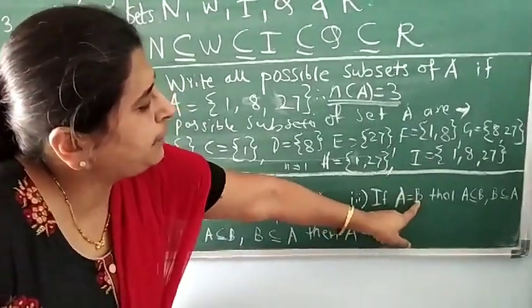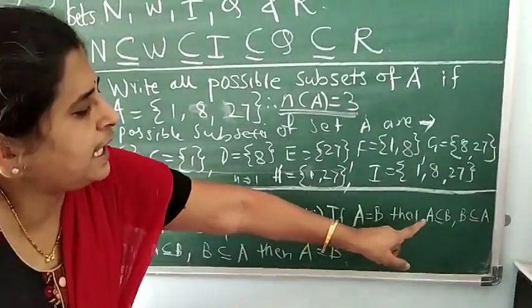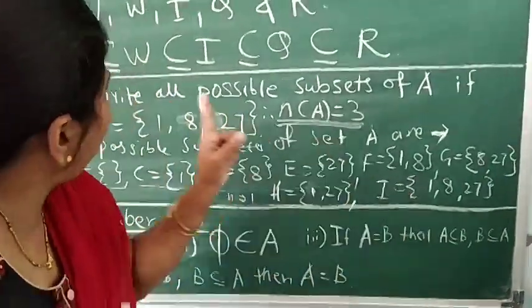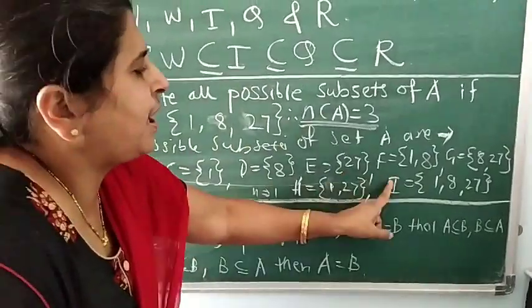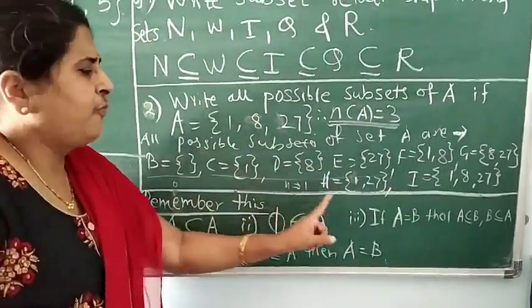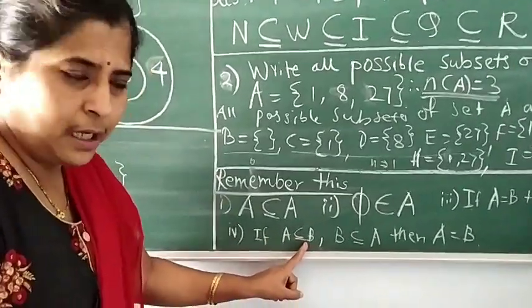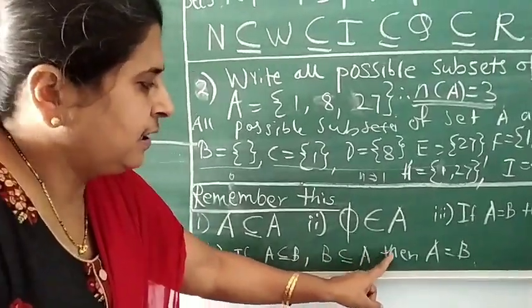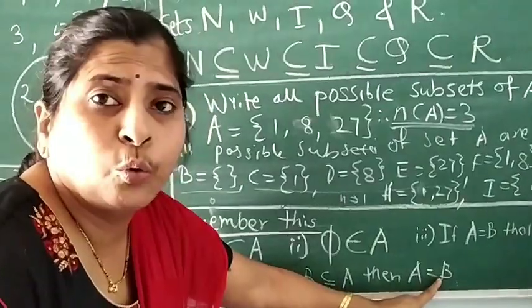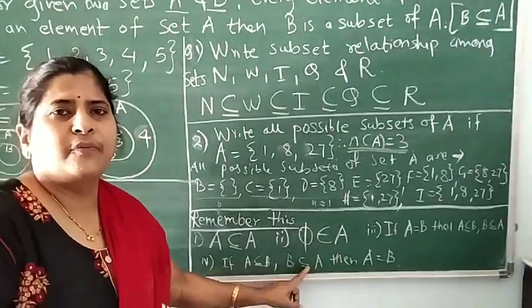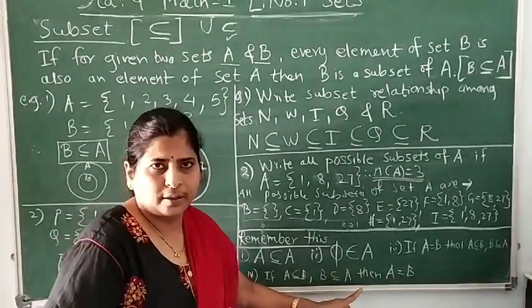If A is equal to B, if A and B are both equal, then A is a subset of B and B is a subset of A. Here in this example, I and A are equal, so A is a subset of I and I is a subset of A. And vice versa of this statement: if A is a subset of B and B is also a subset of A, in that case we can say A is equal to B. Even this property we can use to show whether the given two sets are equal or not.